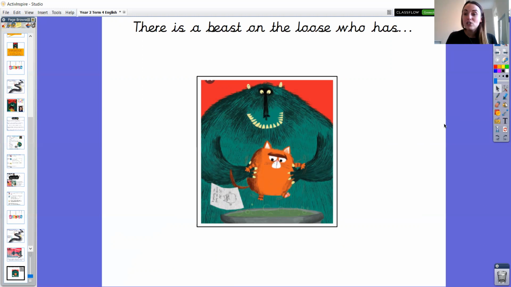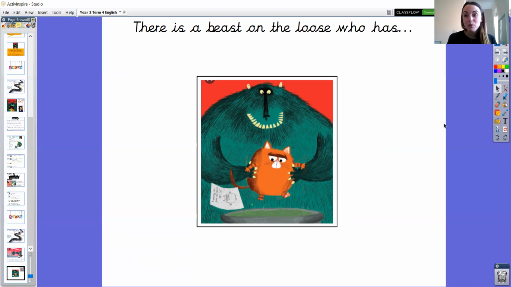Well done. So you might have said we could use adjectives, so we could use describing words, or you might have said we could use noun phrases where there's one adjective before the noun, or you might have said expanded noun phrases where there are two adjectives before the noun, so before the person, place or thing. So in this case, our person, our character is the beast, but the things might be the parts of his body. So if we use expanded noun phrases, Year 2, what type of punctuation must we remember? Please pause the video here to discuss.